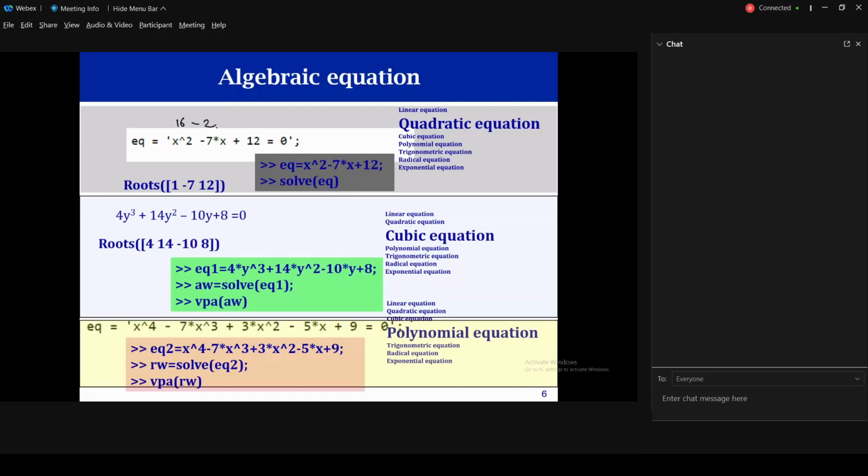This is satisfied, correct? 28, 28. Yes. 3: 9 minus 21 plus 12, this is also satisfied. So this equation can have either the 4 value or the 3 value, and depending on your physics, you can check. So quadratic equations can be solved by roots.